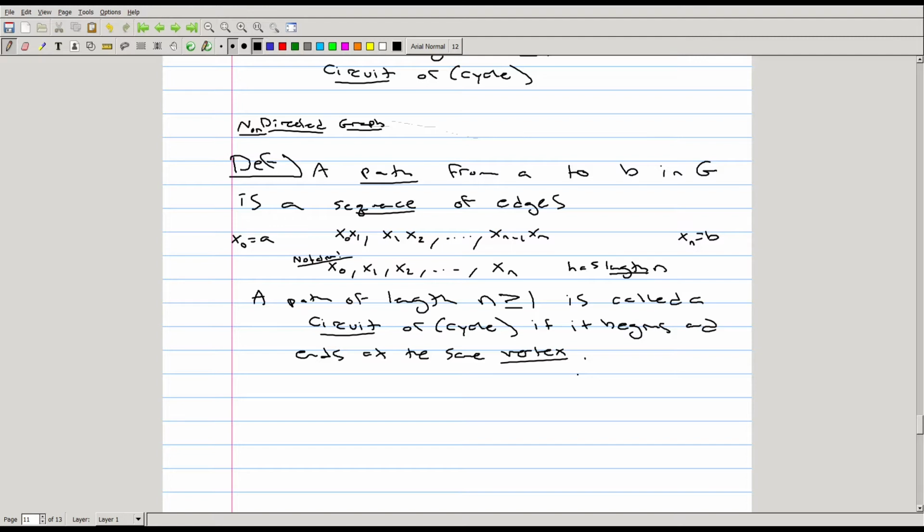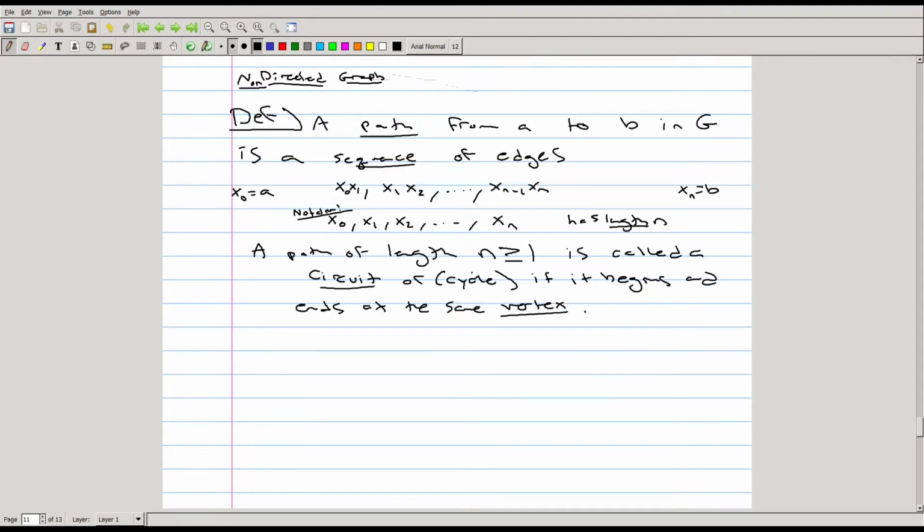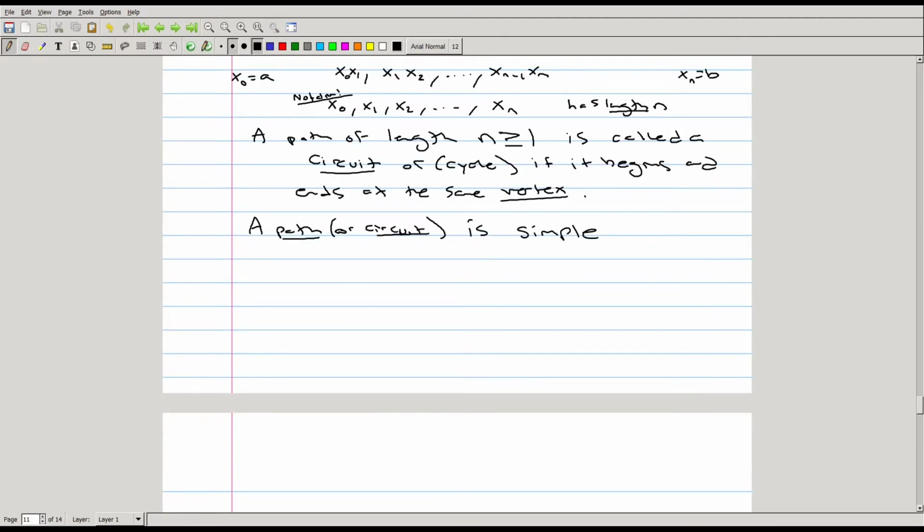A path or circuit is said to pass through the vertices of the path and to traverse the edges. And lastly, we call a path or circuit simple if it does not contain the same edge more than once.